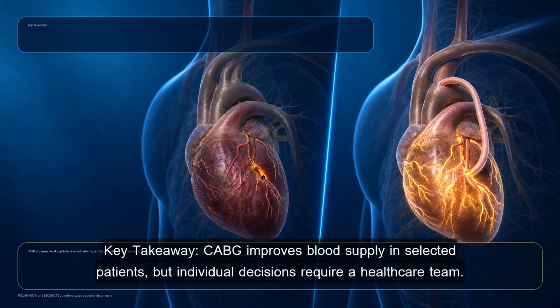In summary, CABG creates a new route for blood to reach the heart muscle. Guidelines support CABG in selected patients with high-risk anatomy or persistent symptoms, especially when decisions are made by a heart team. Conventional CABG can treat multiple vessels, while MIDCAB offers a less invasive option for carefully selected patients, especially LAD disease.